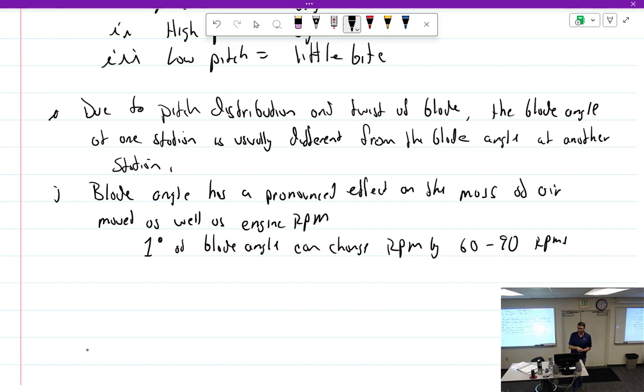All right, blade angle has a pronounced effect on the mass of air. Okay, that's the thing. As well as engine RPM. So right now we're talking really about fixed pitch propellers. But you can take any propeller and just think of it as a fixed pitch, not moving. And by fixed pitch, of course, I mean that the blade angle doesn't really change. But see how we just call it a fixed pitch? We could call it a fixed blade angle, but it doesn't sound right. So we say fixed pitch propeller, which is still true.